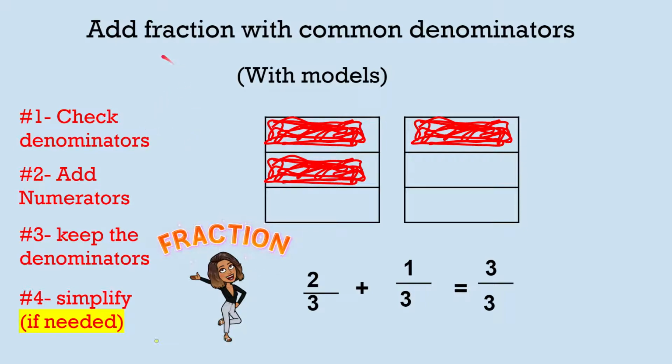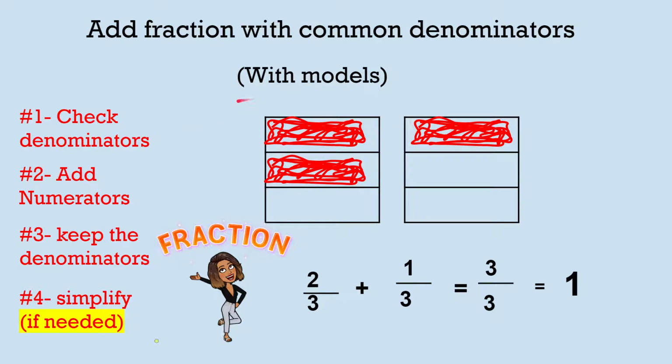So when we add fractions with uncommon denominators, you don't really keep the denominator, but with common denominators you have to. And let's see how. And step 4 is simplify. So we're going to simplify 3/3 to 1.